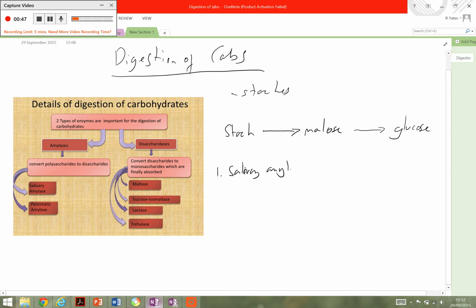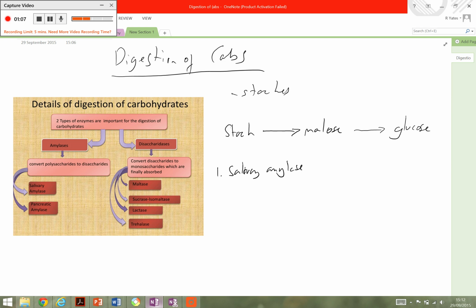amylase, and that will digest a little bit of starch in there. Very little actually happens in here, and that will pretty much be denatured once it gets to the stomach. The longer you chew, the better the digestion, essentially. So if you wolf it down, it's not going to have any effect, really.